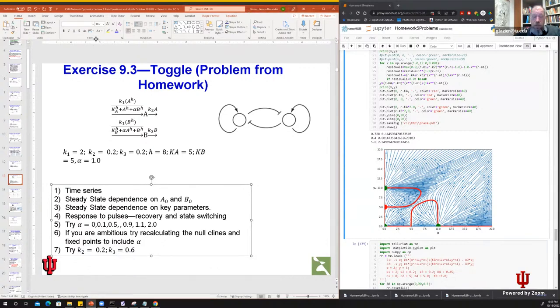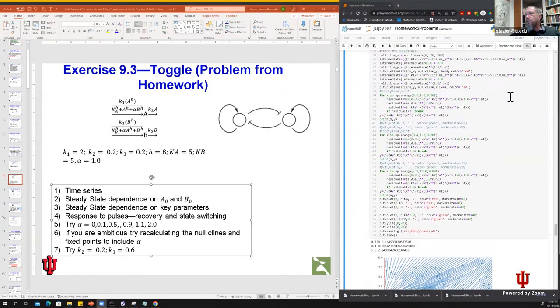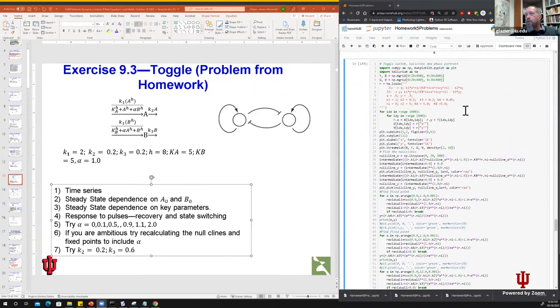I've said repeatedly that it's better to use arrow diagrams than ODEs. The one time that that's not true is when you're calculating nullclines. And so the reason I wrote these equations in the form of ODEs, that is, I combined the creation of A and the destruction of A in one equation, rather than write them as separate arrows, was because of that.